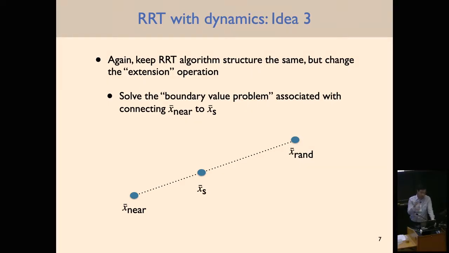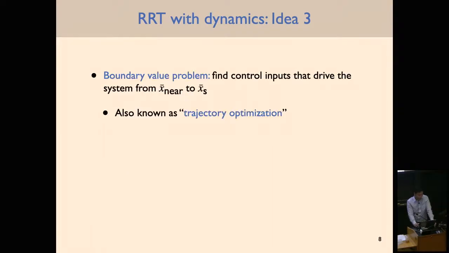So what we can do is connect xnear to xrand with a line segment, and then try to get towards some point on the line segment, which I'm calling xs here. You might not be able to traverse that line segment exactly, because of the dynamics of the system, but maybe there's some short sequence of control inputs you can apply that's going to take you from xnear to xs. This is called a boundary value problem. The boundaries are fixed, the starting and end configurations are fixed, and you want to find some control inputs that drive your system from xnear to xs.